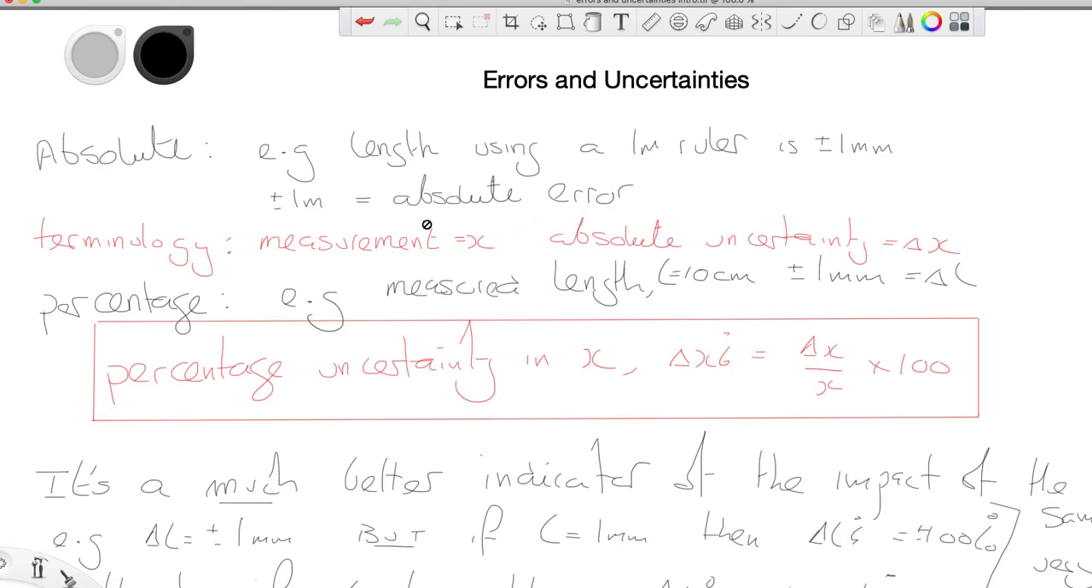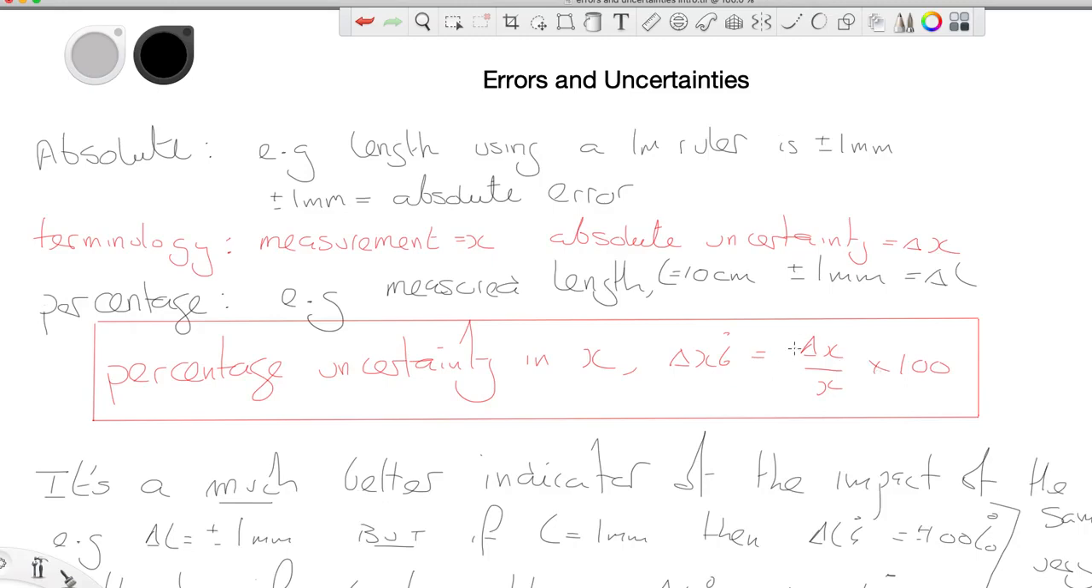So the plus or minus 1 millimeter, that is the absolute uncertainty in your length. So generally speaking, if you have a measurement x, the absolute uncertainty in x is delta x. Percentage uncertainty, well, if you had a measured length of 10 centimeters, and you had an absolute uncertainty of 1 millimeter, delta L, then the percentage uncertainty is the 1 millimeter over the 10 centimeters, which would give you 1 in 100, 1%. So generally, percentage uncertainty in x is delta x over x times 100. That's obvious, I hope.